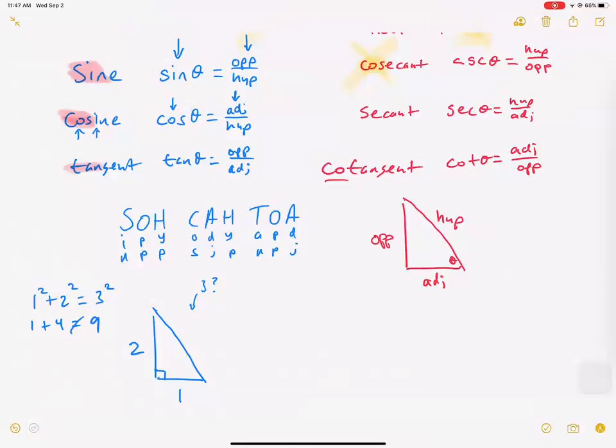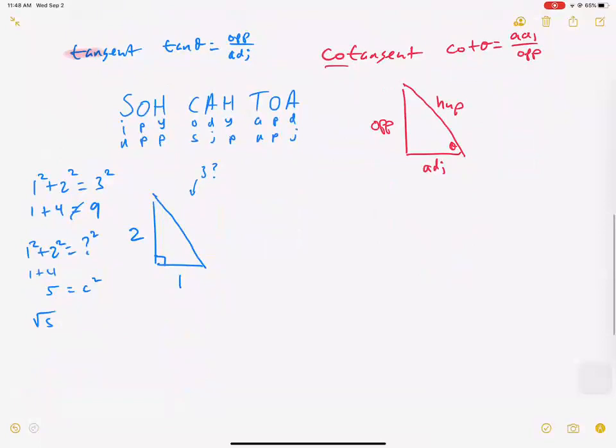So what would this really be? 1 squared plus 2 squared is equal to c squared. That's 1 plus 4, which is 5, equals c squared. So c would have to be the square root of 5. So this is really the square root of 5, which is approximately 2 point something. But that's why we have square root of 5, so I don't have to write 2 point something. Square root of 5 is 100% great.